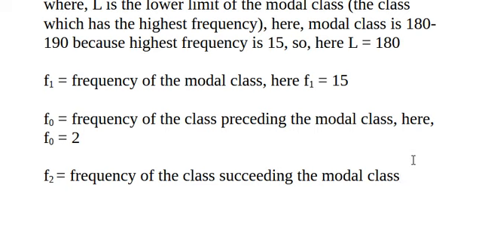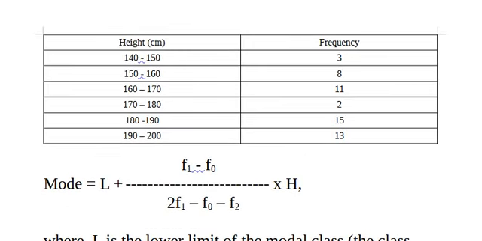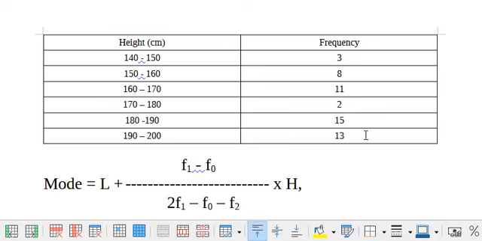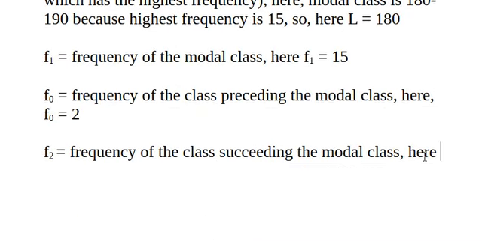Now, frequency of the class succeeding the modal class means, if we see the table, my modal class is 180 to 190. Succeeding the modal class means the next class coming after the modal class, so that will be 190 to 200. Here the frequency is 13, so F2 here is 13. F2 equals 13.